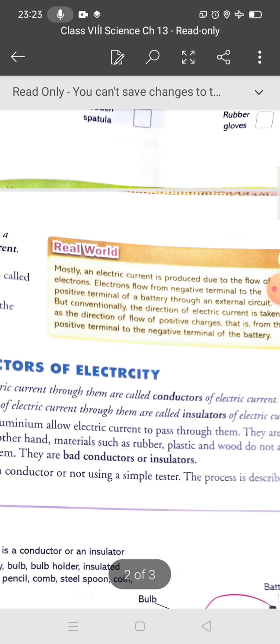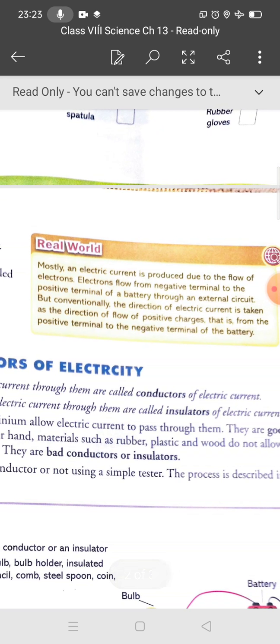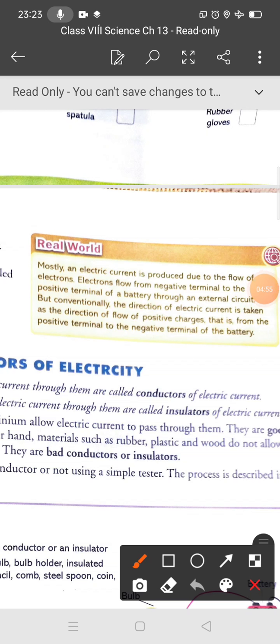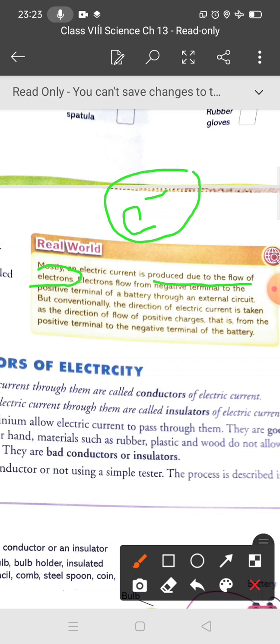So you can see this. Okay, mostly the electric current is produced due to the flow of the electrons. What are electrons? Do you know what electrons are? Electrons are negatively charged particles.